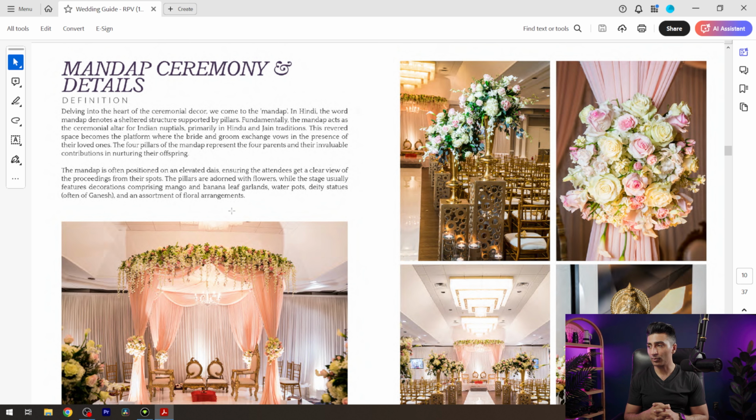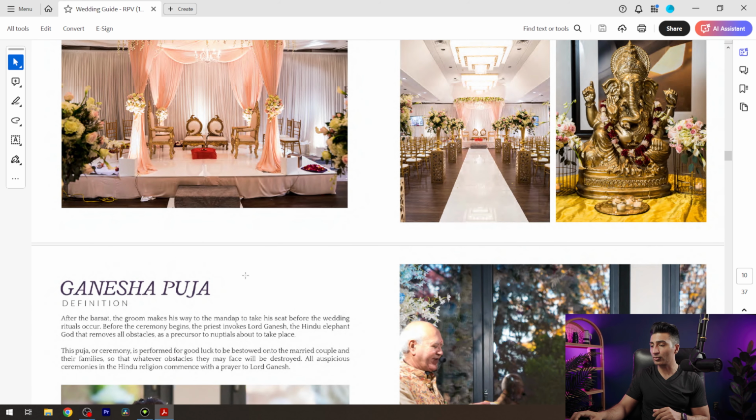From a photography point of view, we're normally capturing these types of photos before the baraat starts, but this is really the last call for any of those final details before the actual ceremony starts, and something that you want to make sure that you work with your decorator very closely on to ensure it happens smoothly.